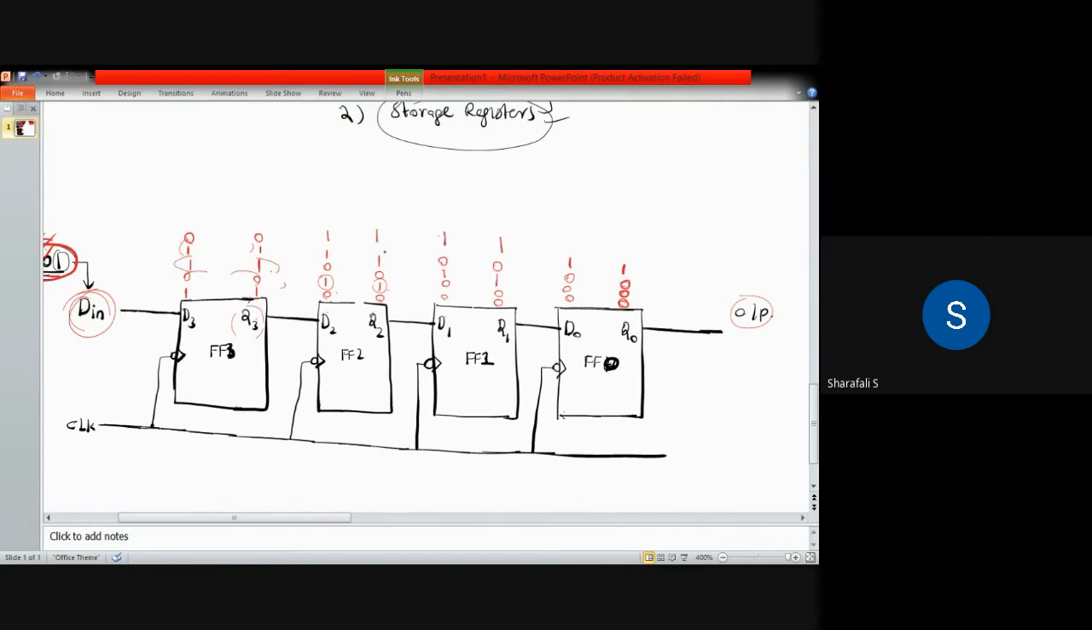So this state is changed to this one. So this is shifted to here. Again, this becomes 0 0 0. Then here it is 1 1. Then here it is also 1 1. Again 0 0 0 0. And here also it will be 0 0 1 1. And finally, this much is enough.